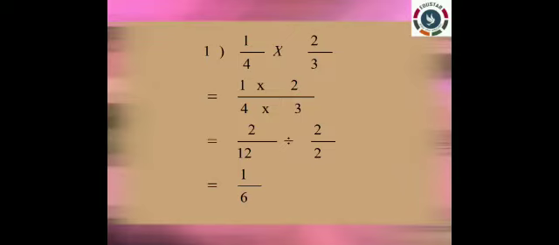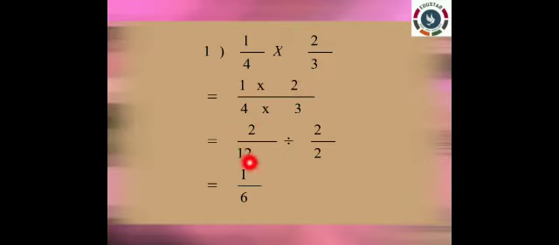Question number 1. 1 by 4 into 2 by 3. The product of two rational numbers is equal to the product of the numerators divided by the product of the denominators. Numerators are 1 and 2. 1 into 2 divided by 4 into 3. 1 into 2 is 2. 4 threes are 12.